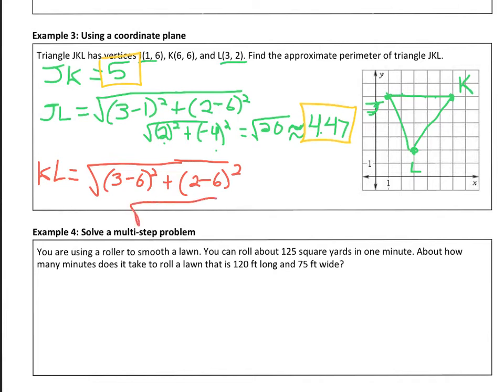So that turns into negative 3 squared plus negative 4 squared. And it's remembering when we square these, they become positive. Negative 3 squared is 9. Negative 4 squared is 16. 9 plus 16 is 25. The square root of 25 is 5.